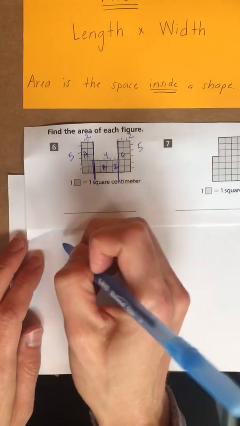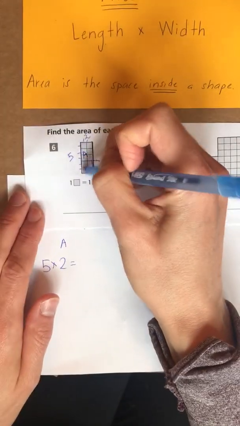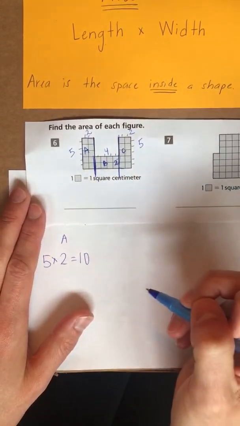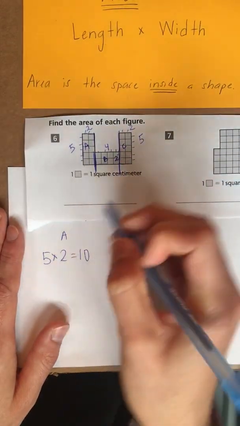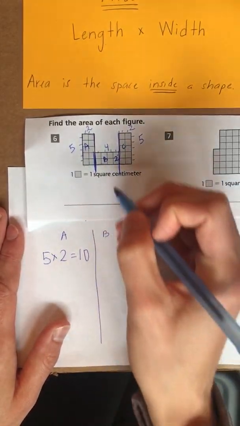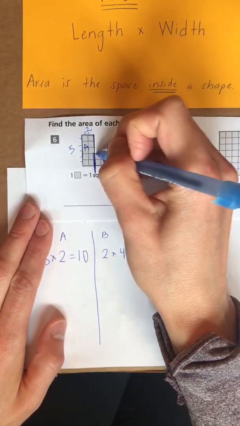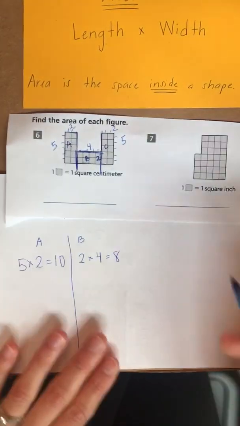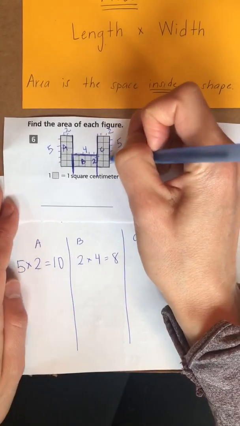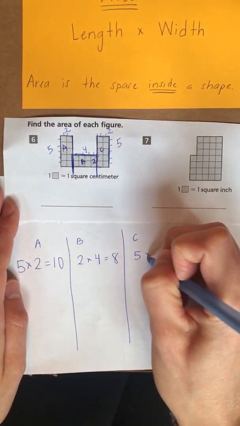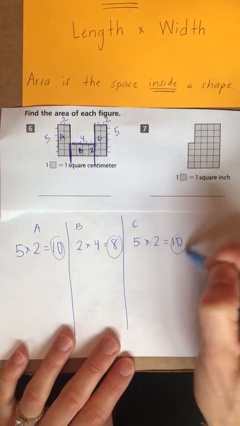Okay, friends, great job. So you should have told me that the area of A was 5 times 2, right? Length times width, which equals 10. The area of B was length times width, so I'm just going to write it right here. 2 times 4, right? Length times width, which is 8. And, which is new for us, our area for C was length times width, 5 times 2, which is also 10. Now, friends, we have 3 parts.